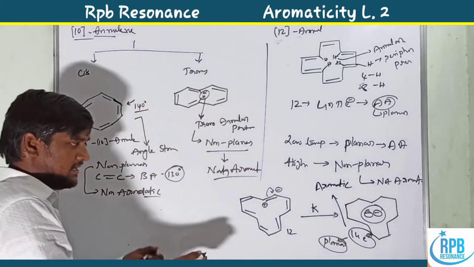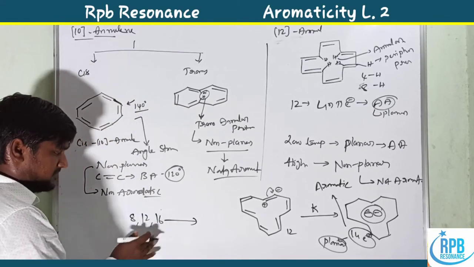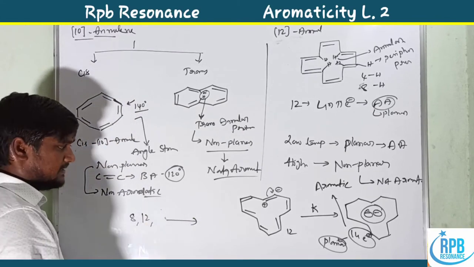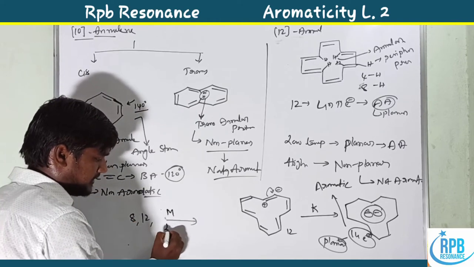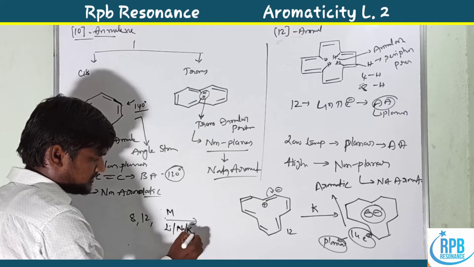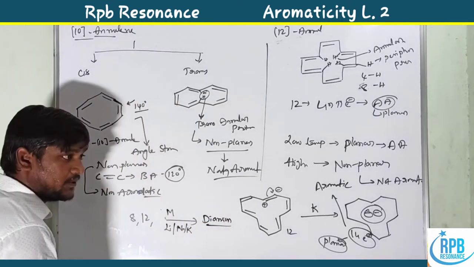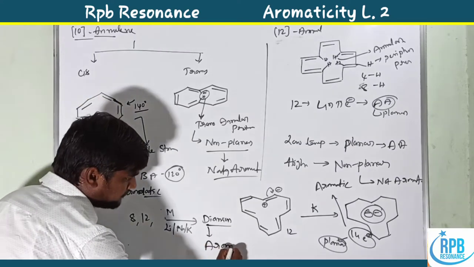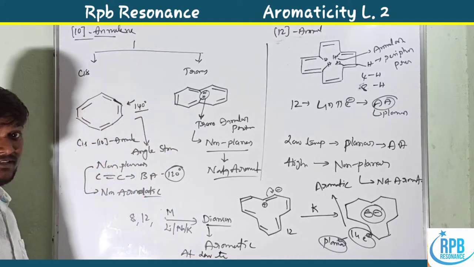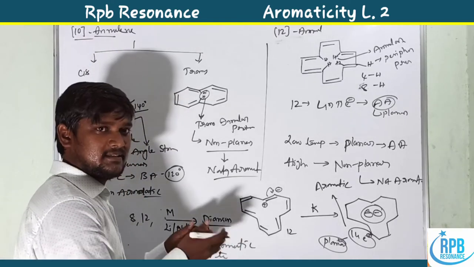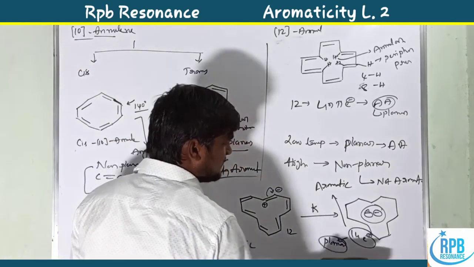Systems like 8 electrons, 12 electrons, 16 electrons, these types of electronic systems, especially 8 and 12 electrons, are generally given in questions. When treated with metals like lithium, sodium, potassium, they form dianion complexes. Those dianion complexes are aromatic in nature at low temperature. This is another kind of question that is likely in NET level competitive exams. Now let's move on to another example.